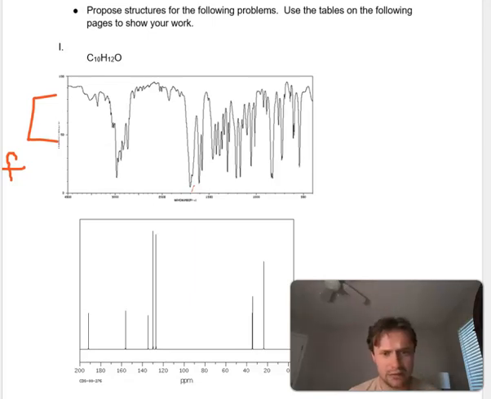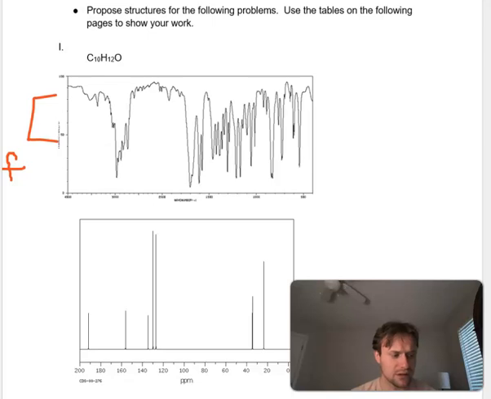Now going down the 1600 to 1500 range, we've got some prominent peaks. These are going to be our aromatic C double bond stretches, and these are aromatic, so it's going to be part of a ring. That tells us that this is most likely already going to be a benzene because we have some double bonds there. But we have to keep going just to confirm the rest of the functional groups.